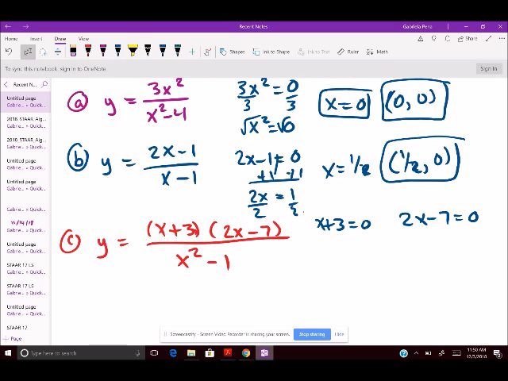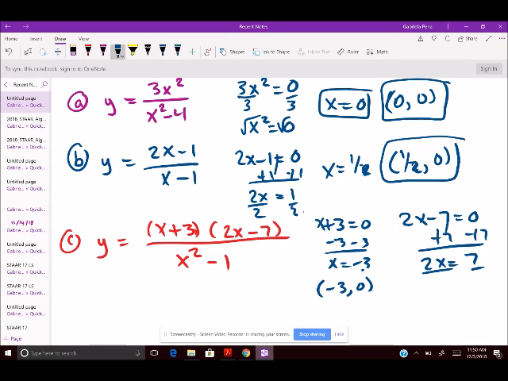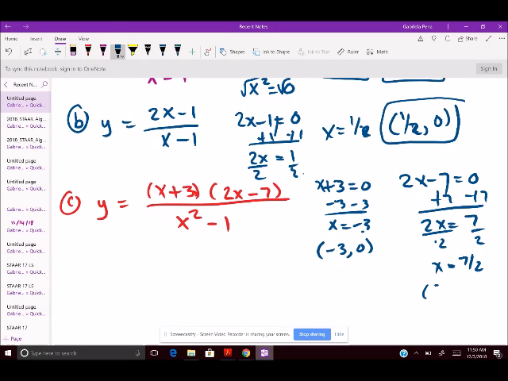So even though there's 2 factors, you still do the same thing. Set your numerator equal to 0. We subtract 3, x is what? Negative 3. So my ordered pair would be negative 3, comma, 0. For this one, I must add 7, 2x equals 7, and then we divide by 2. If it's reducible, you would reduce. If not, it stays as a fraction. So my answer would be 7 over 2, comma, 0.